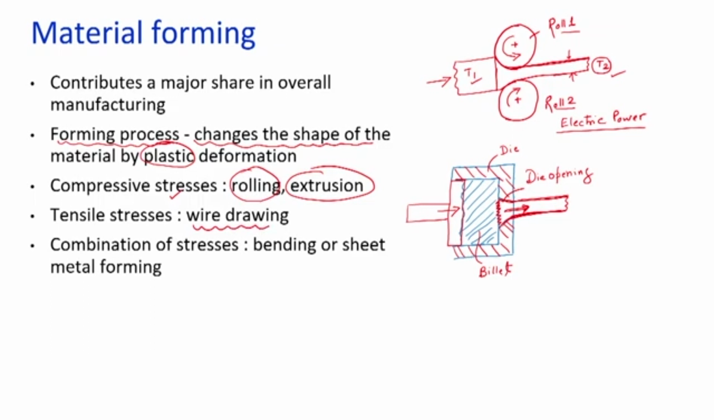In certain applications we are applying both types of stresses, compressive stresses as well as tensile stresses, and the application of both stresses in combination is called the bending operation. So in bending, here we are applying both tensile as well as compressive.